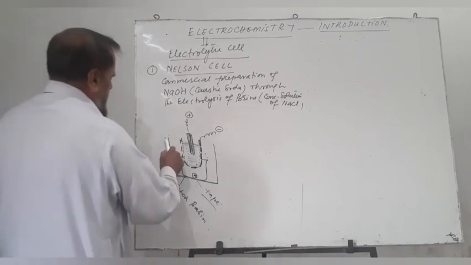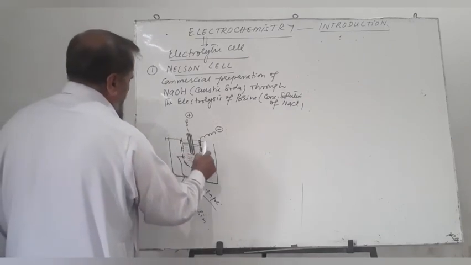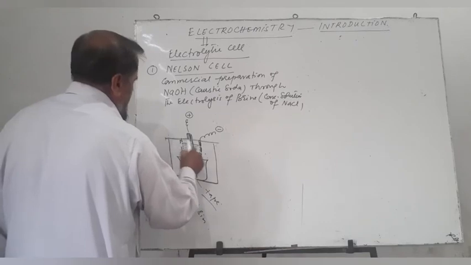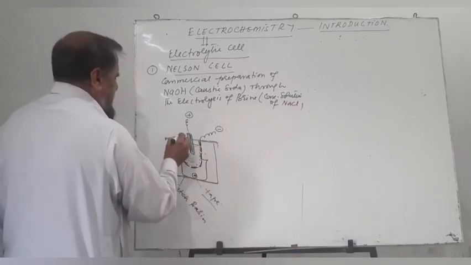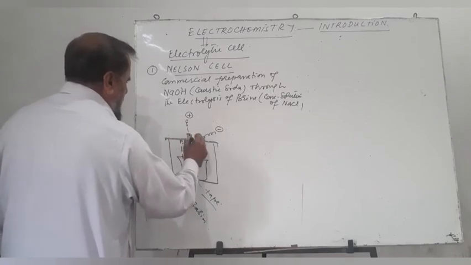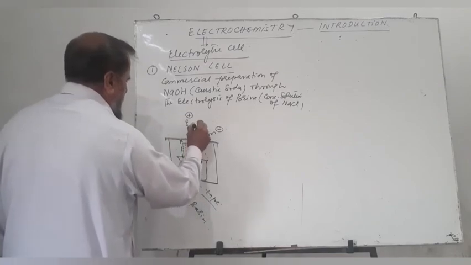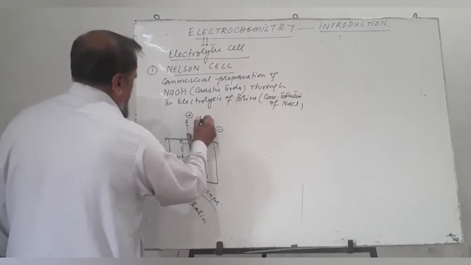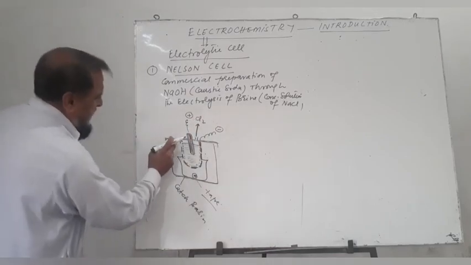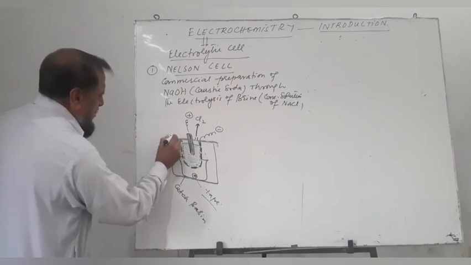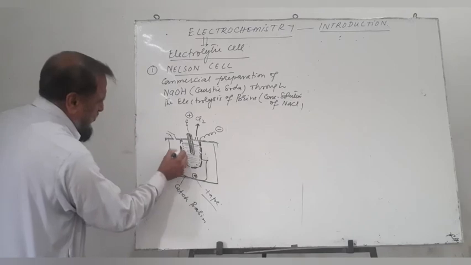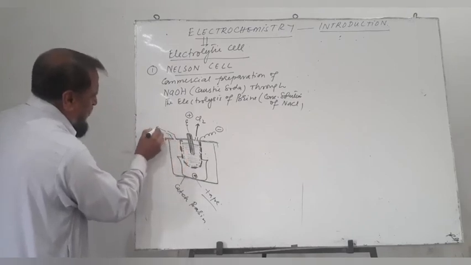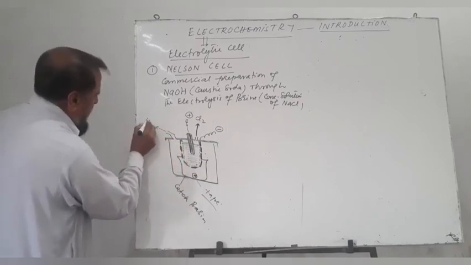The lid has two holes in it. One hole is above the anode for the escape of chlorine gas, and the other one is above the cathode. In the cathode compartment there is a hole through which hydrogen gas escapes.